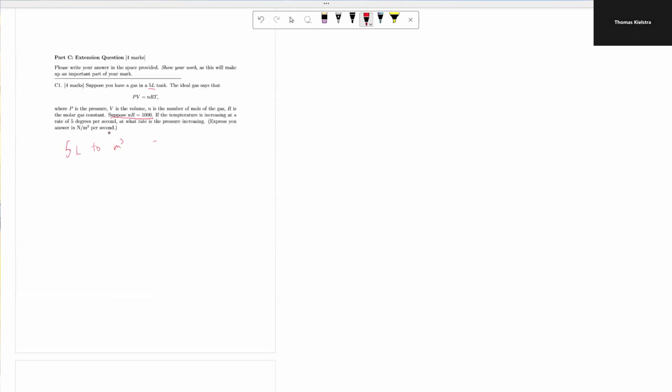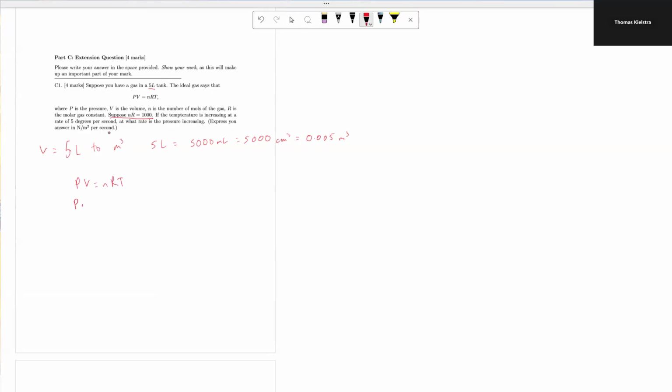Okay, so 5 liters equals 5,000 milliliters, which equals 5,000 centimeters cubed, which equals, and now I need to divide this by 100 cubed. So it equals 0.005 meters cubed. So my V equals 0.005 meters cubed, and nR is 1,000. Okay. So now we have PV equals nRT.